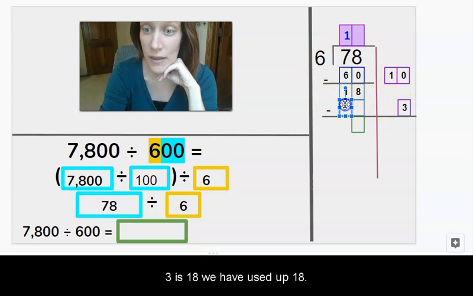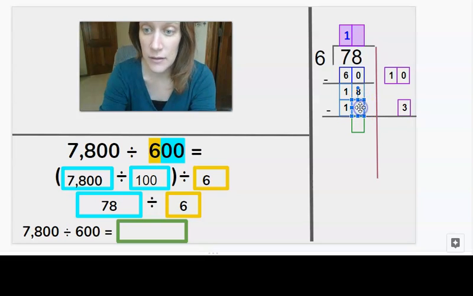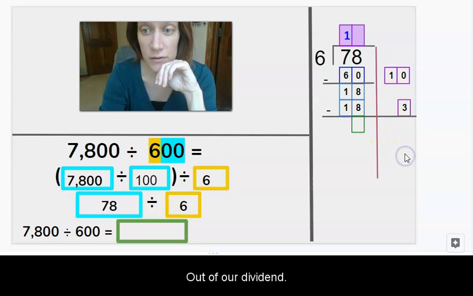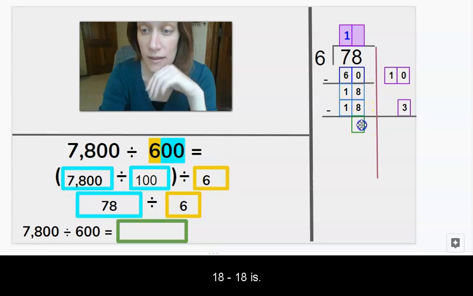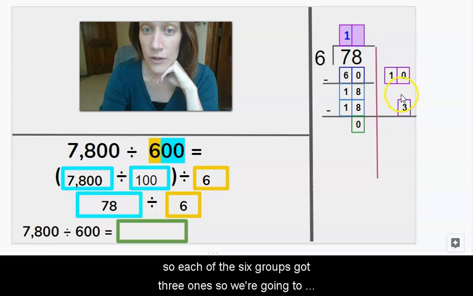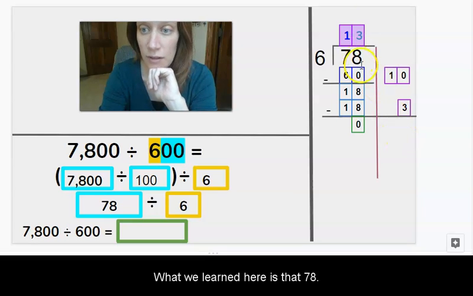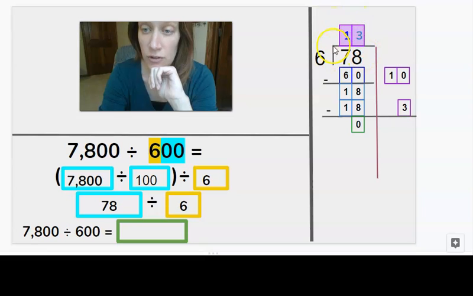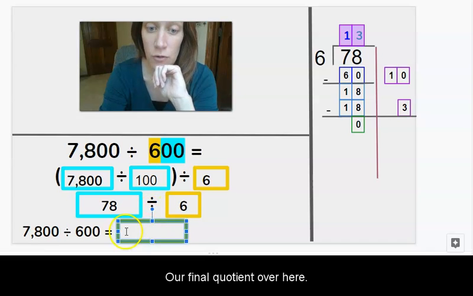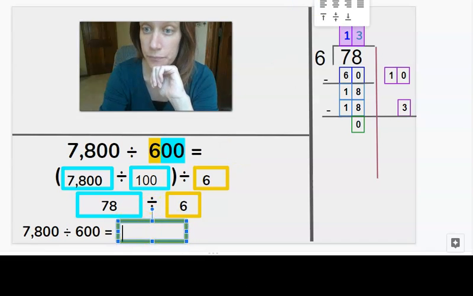6 times 3 is 18. We have used up 18 out of our dividend. 18 minus 18 is 0. And so each of those 6 groups got 3 ones, so we're going to put a 3 in our ones place. What we learned here is that 78 divided by 6 is 13. This 13 is what goes in our final quotient over here.